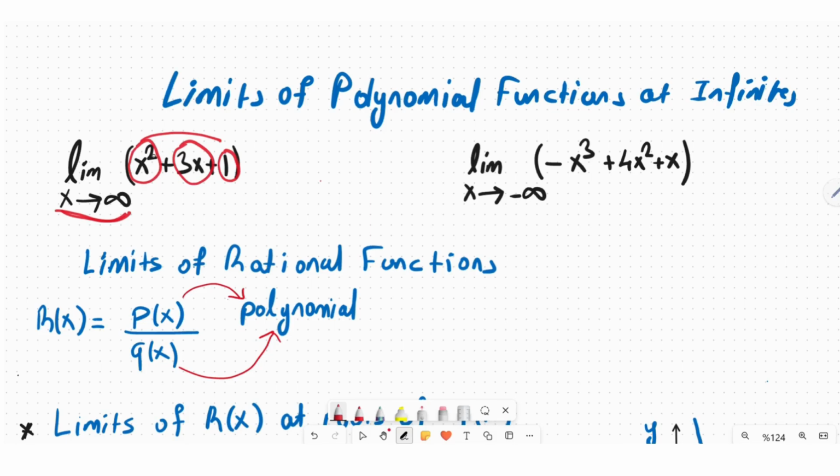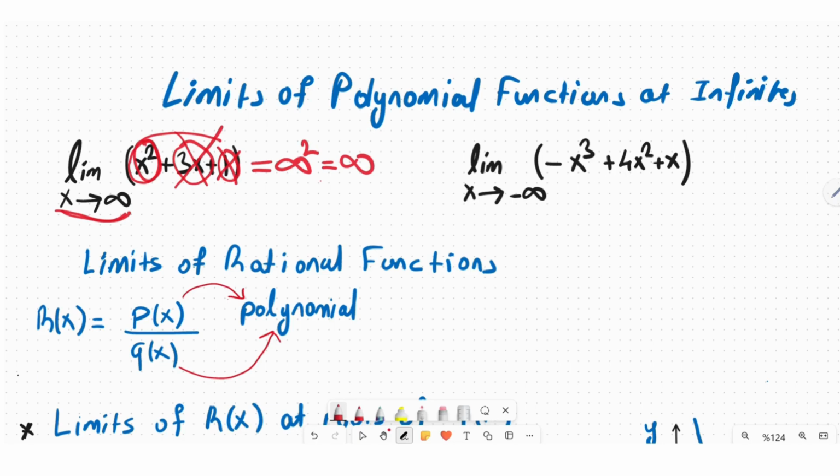It's obvious that this leading term will be dominating the others as x goes to infinity. That's why we may ignore the other terms and just focus on the x squared term. In that case, we can directly obtain our result: infinity squared is infinity.